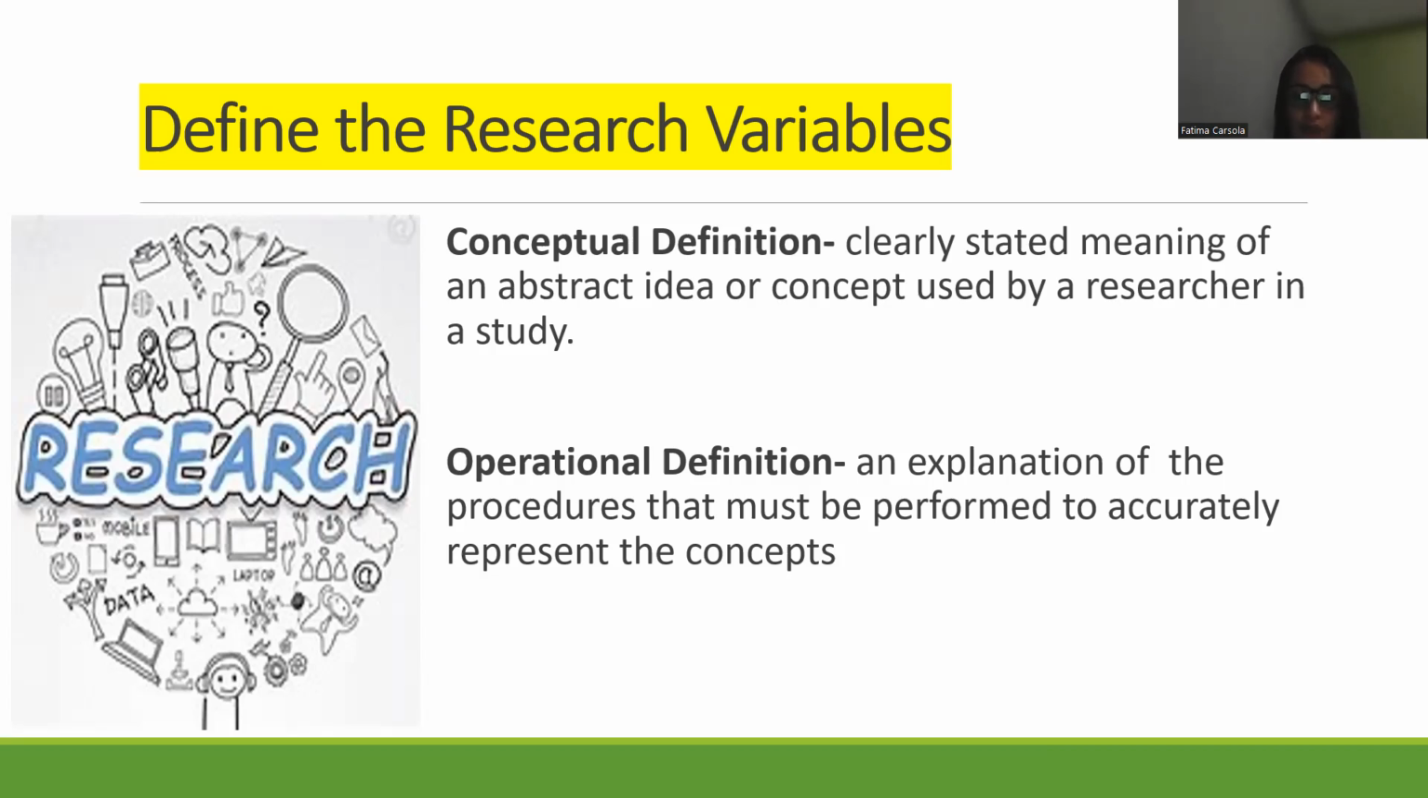So we have here what we call two kinds of definitions for attributes or for variables. We have here the conceptual definition. When we say conceptual definition, it describes the concept that is the foundation of the variable by using other concepts. For example, a conceptual definition of depression might include the presence of, for example, sadness, lack of pleasure, and changes in eating or sleep habits. Okay, so an operational definition, on the other hand, defines the operations that must be performed to accurately represent the concept.